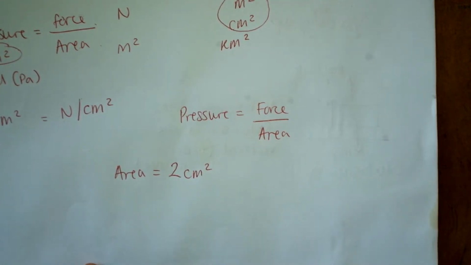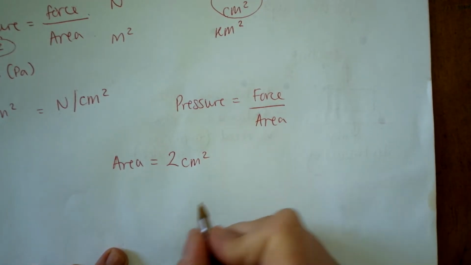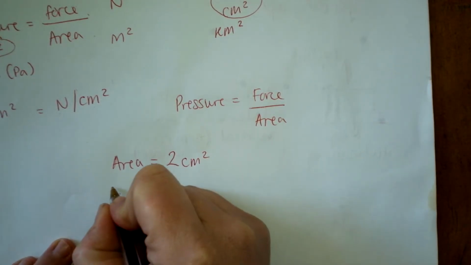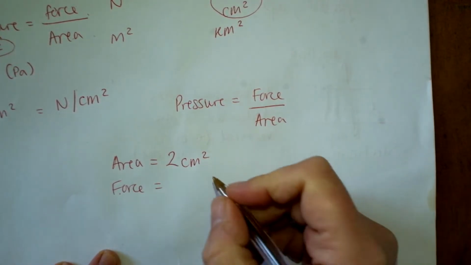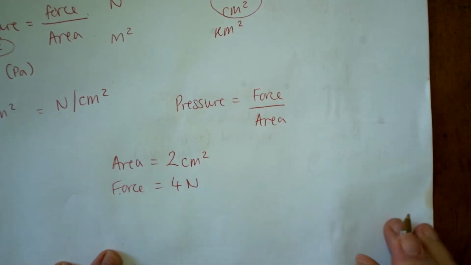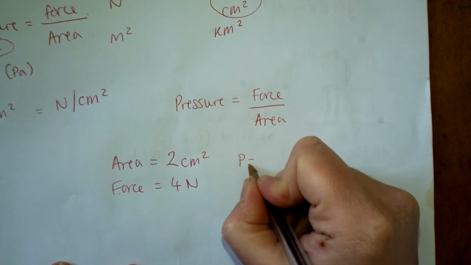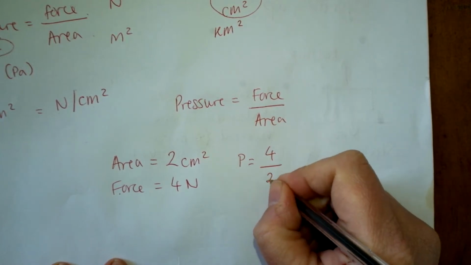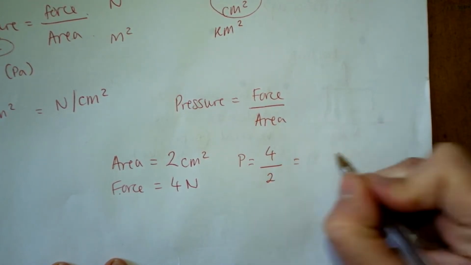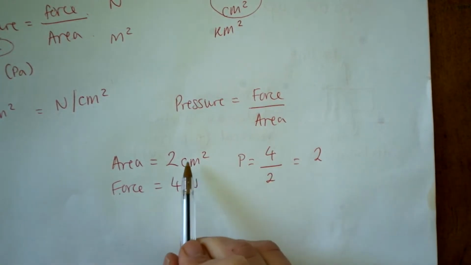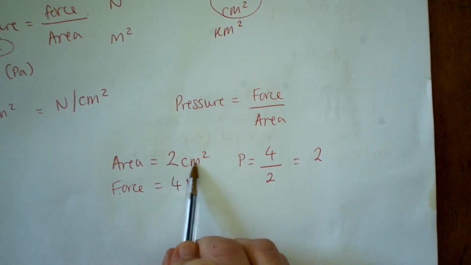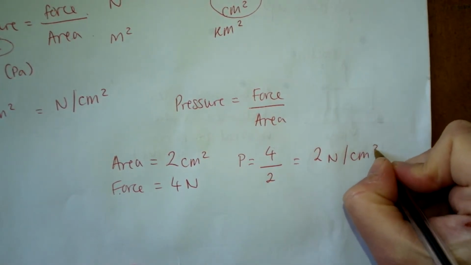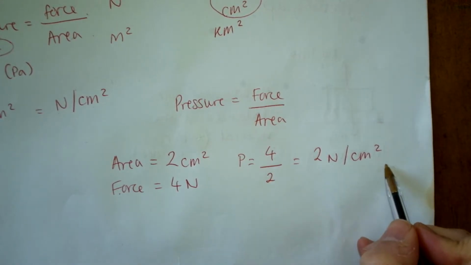And if I'm going to change my force, so let's say my force is 4 newtons, then if I do my little sum over here, my pressure is equal to force, which is 4, divided by area, which is 2. 4 divided by 2, so my pressure is 2, it's over centimeters squared, sorry, so it's going to be 2 newtons per centimeter squared. Okay, so 2 newtons per centimeter squared.